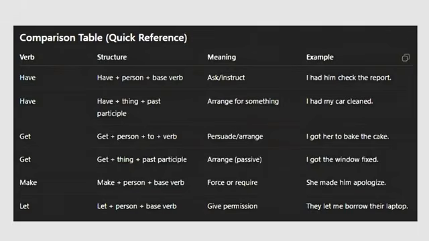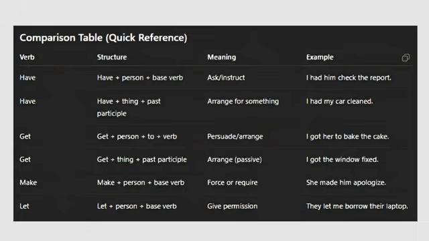Comparison table, quick reference. Verb structure, meaning, example. Have plus person plus base verb: ask, instruct. I had him check the report. Have plus thing plus past participle: arrange for something. I had my car cleaned. Get plus person plus to plus verb: persuade, arrange. I got her to bake the cake. Get plus thing plus past participle: arrange, passive. I got the window fixed.